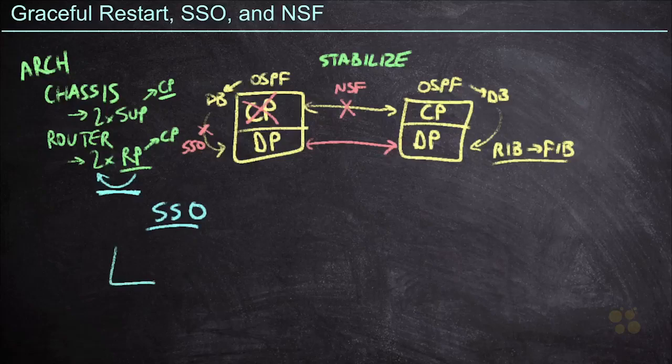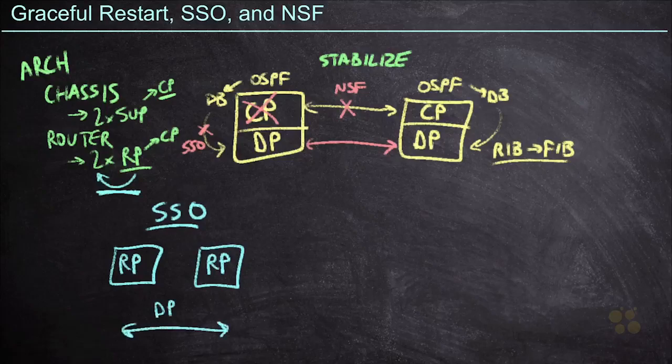The goal of SSO is to make it so we can fail over from route processor to route processor as seamlessly as possible, all the while keeping data plane functionality online through this process. And the way we're going to accomplish this is by copying all of our control plane information live to the backup route processor. This means that if we have an OSPF database on this side, then we're going to have a fully populated OSPF database on the redundant route processor.